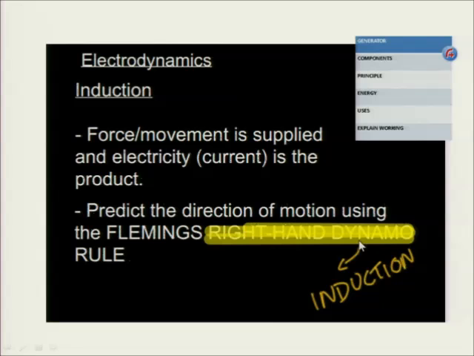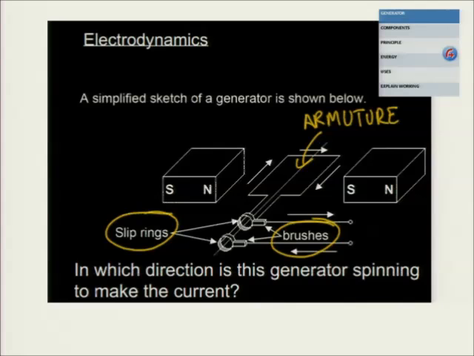All right. So if we go to the next part, the movement is supplied, electricity the product. What do we call this principle then? Or how can we predict what will be happening? The rule we're going to use there is Fleming's right-hand dynamo rule. Fleming's right-hand dynamo rule. That rule goes with induction. So immediately you can see in the electrical motor we use the left hand. In the generator we are going to use our right hand. So that is just something which is the opposite.